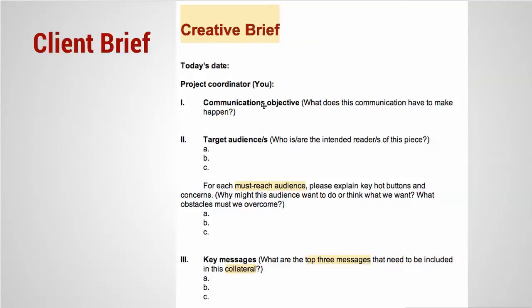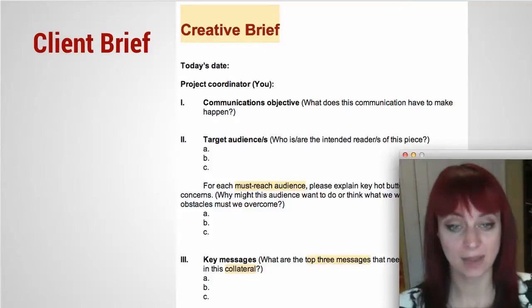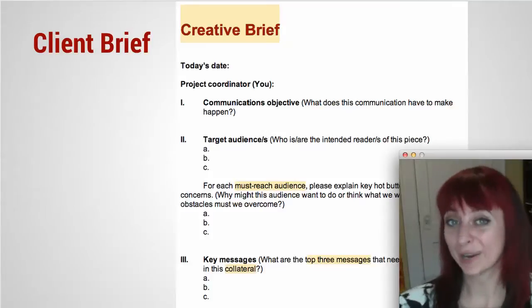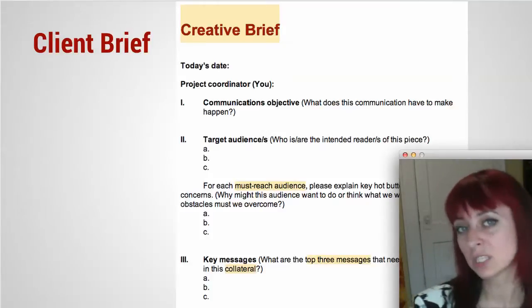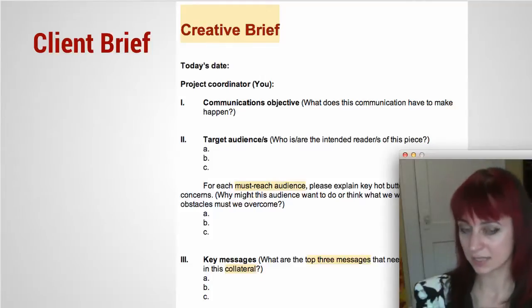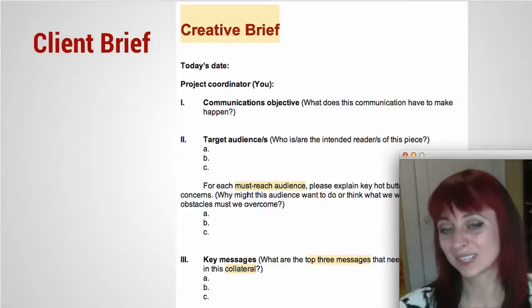So for example, communications objective, what does the newsletter have to make happen? Well, I've already told you it's an internal newsletter for current clients. So you need to look at that core strategy statement and figure out which audiences could be current clients and what do you want this newsletter to do for them.